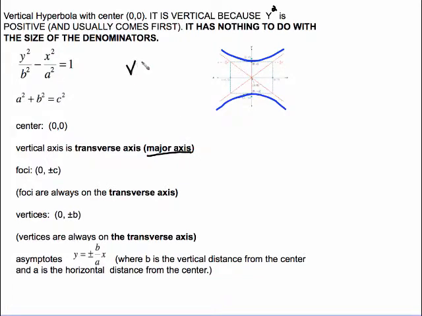So this is a vertical hyperbola. The foci are on the transverse axis, just like the vertices are on the transverse axis. Remember, transverse axis is just a fancy way to say major axis. Your asymptotes are still plus or minus b over a. And the asymptote and the curve is just the blue. The box and the lines are just tools to help us draw.